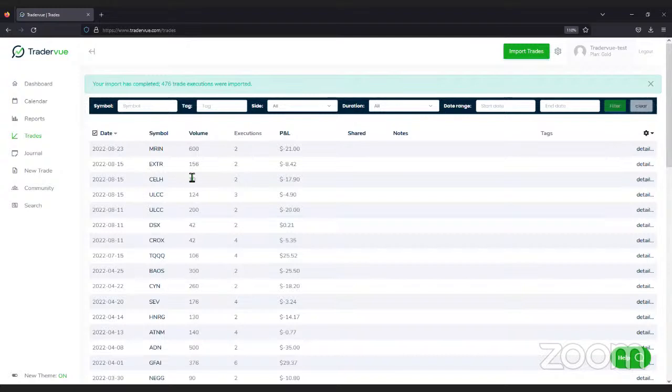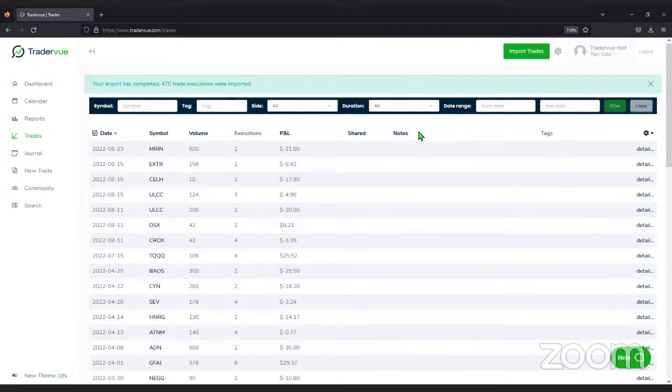And after a few seconds, depending on the size of the CSV file, you would get a message like this. Your import has completed. 476 trade executions were imported. So now you have basically trades in Tradervue. And that's already a big step, because once you have your trades in Tradervue, you can explore different features and do a lot of things. Basically, you have your trading information to work with.